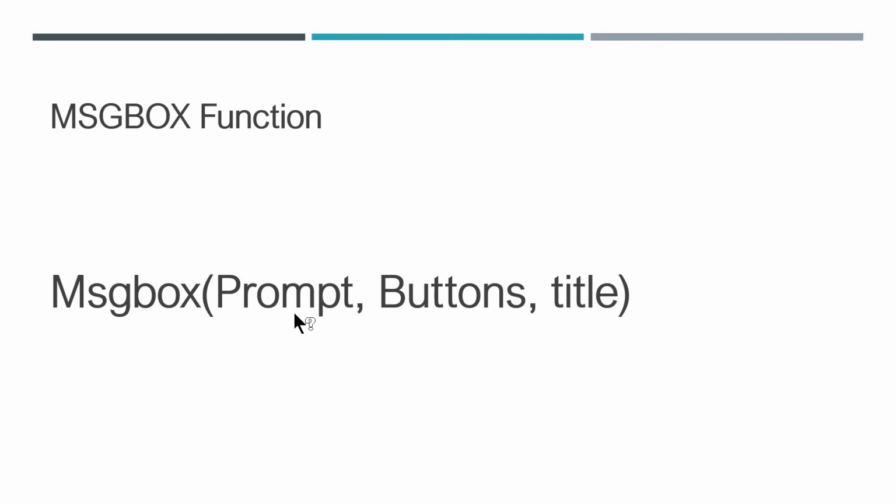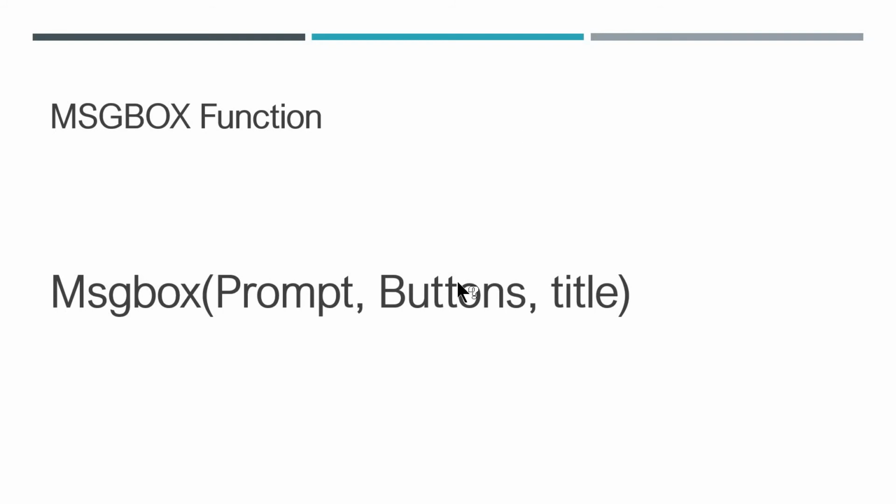Coming to the first parameter, that is prompt. Prompt is a required parameter. The other two parameters, buttons and title, are optional parameters. We may or may not use them, but prompt is required when we use this function, the message box. What is the use of this parameter? It is mainly used to display the message or the result on the dialog box, or the pop-up window, or the pop-up message box.